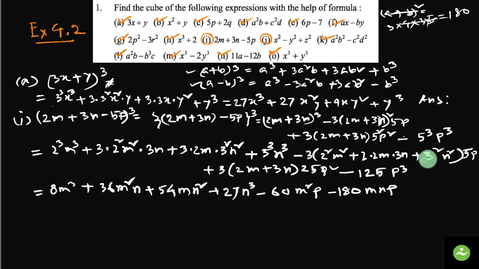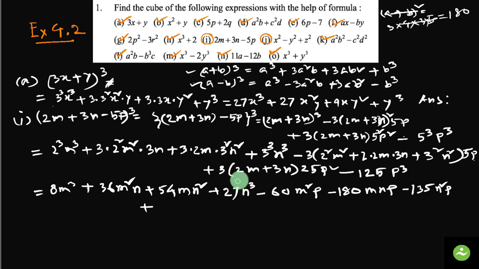Minus. Next, minus 3 into plus 3 square n square into 5p. It should be minus 9 into 5, 45, 45 into 3, 135. 135 n square p. Minus 135 n square p.